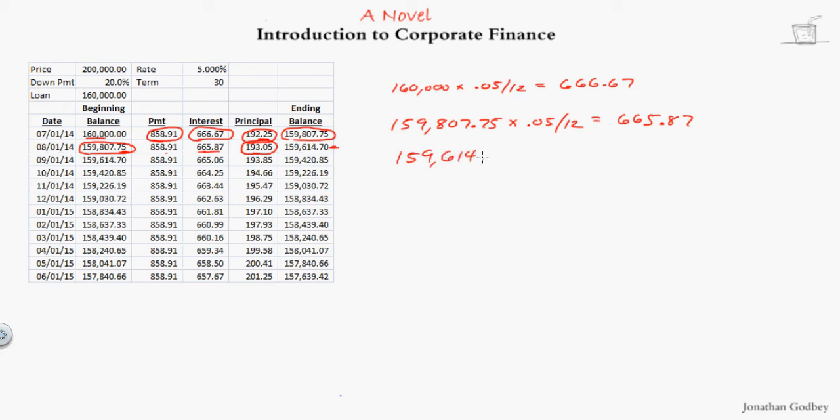159,614.70. And I hope at this point you're starting to see the pattern, because this is going to take us a while if you don't. So the new interest I owe is the current balance times the interest rate, and it's going to be 665.06. And this is going to continue, and to fill this out, this goes down for 30 years, 360 payments, so it's going to take me forever to fill this out. That's why I'm doing this in Excel and showing you the outputs there.